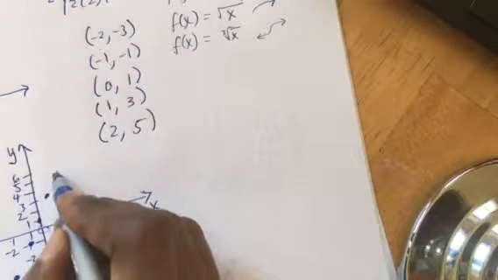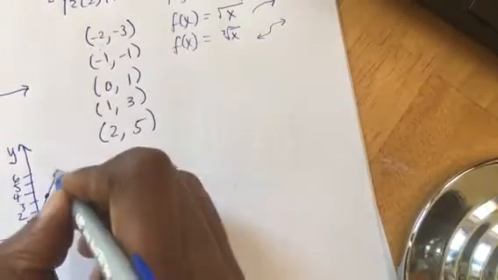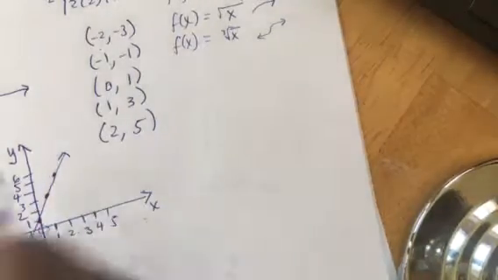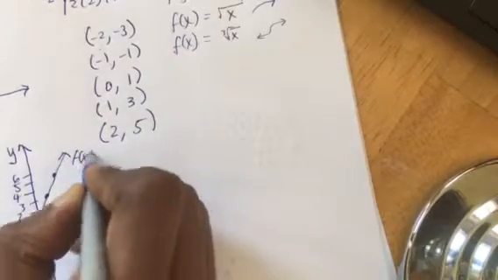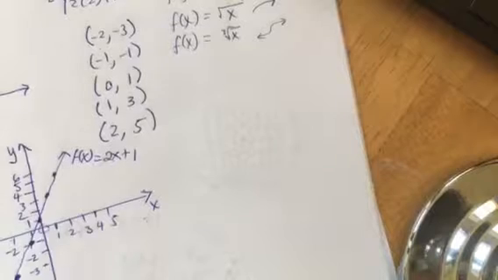Now you connect these points, and here you got your function f of x equals 2x plus 1. And there you have it.